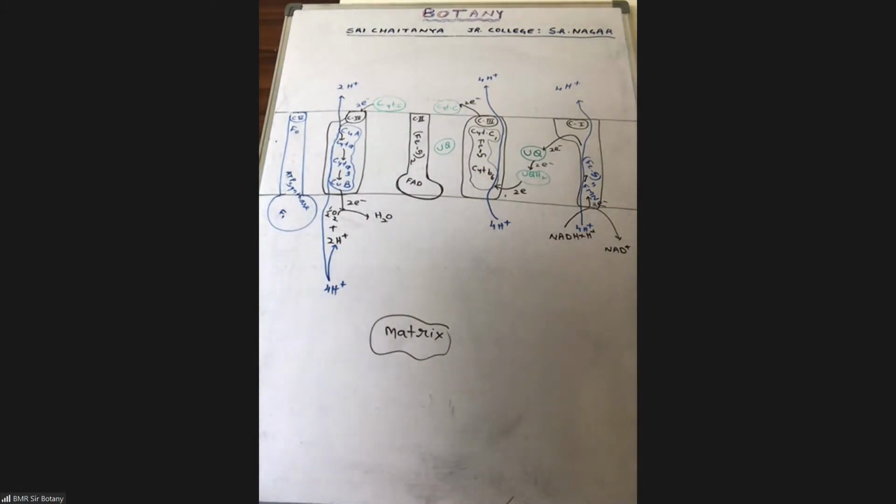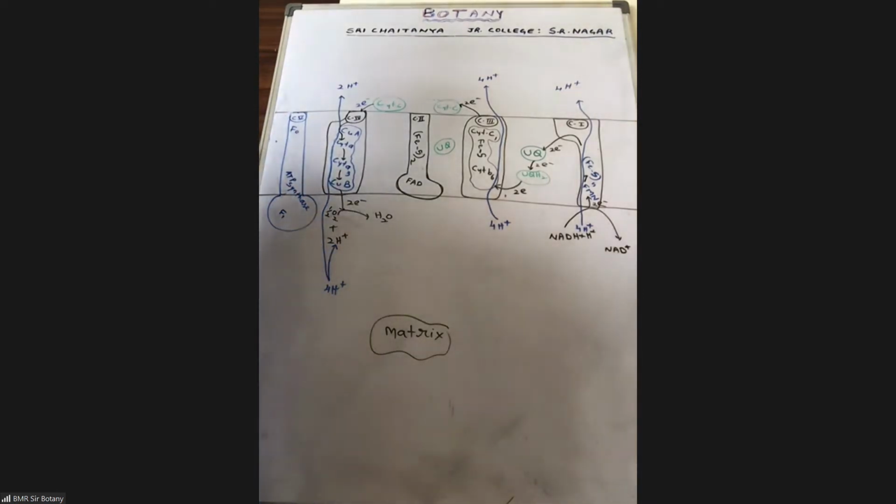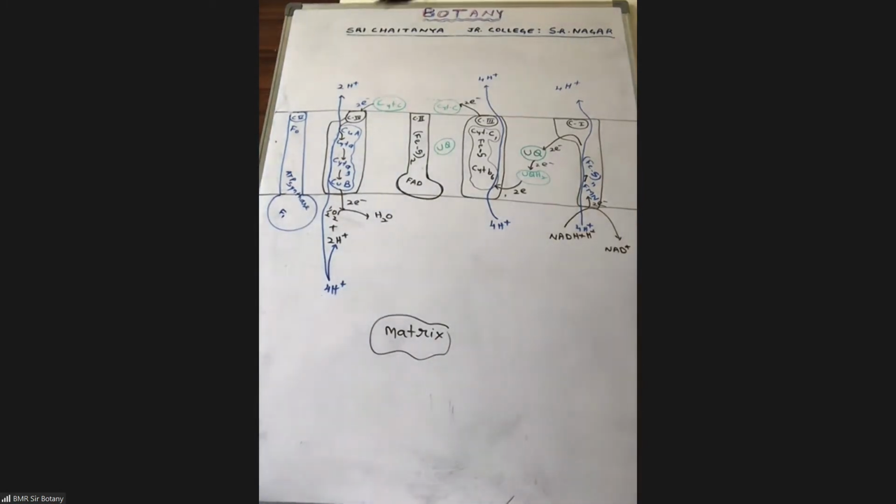Sir, what did you write in complex 4? Can you read it once? Complex 4 is with copper center A, cytochrome A, cytochrome A3, copper center B, CuB. Got it? Yes. Okay, Nana?